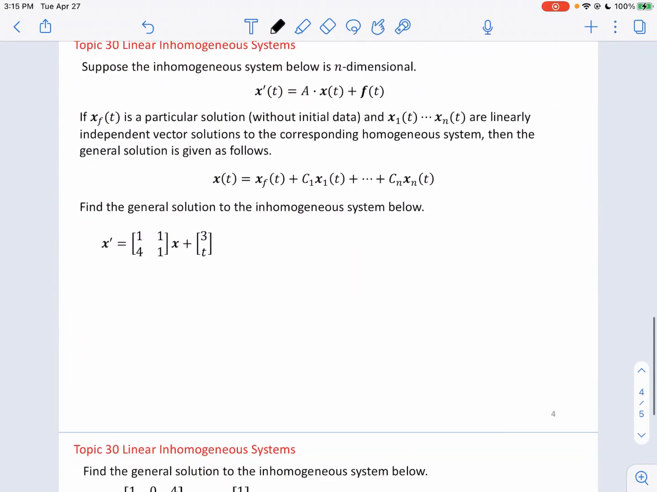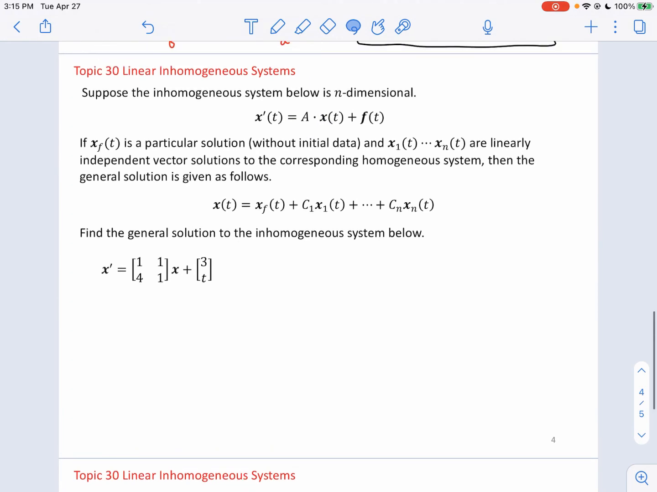Okay, now suppose that the inhomogeneous system below is n-dimensional, so this is an n by n square matrix here. If x sub f is a particular solution without initial data, so I'm just putting this parenthetical comment here because sometimes when we say a particular solution, it is the solution you get after you've created the general solution and you know some initial data, so you figure out what your arbitrary constants are, C1, C2, etc. And we also call that a particular solution. A particular solution is really just a specific solution without any generality.